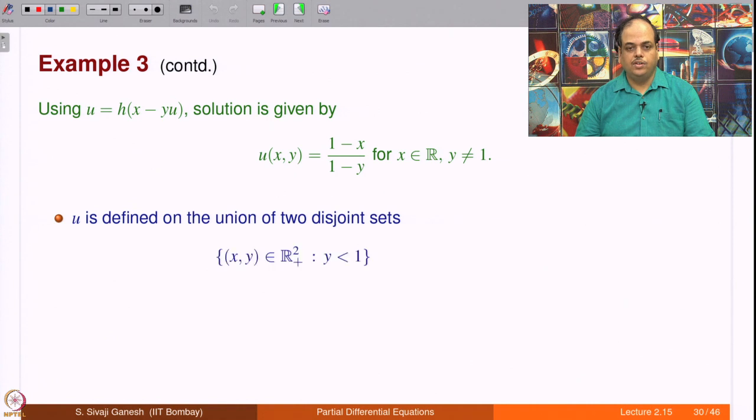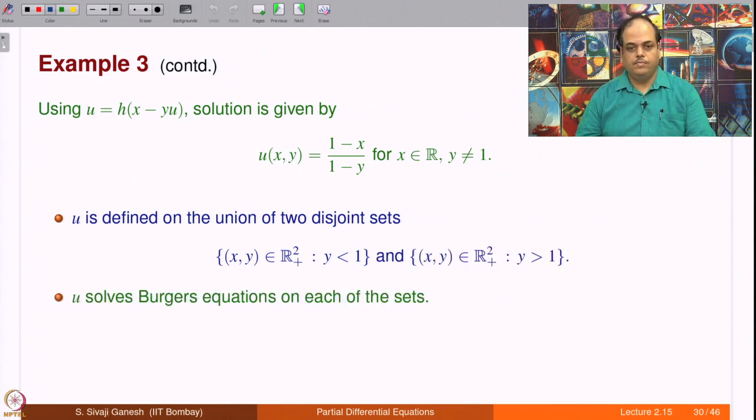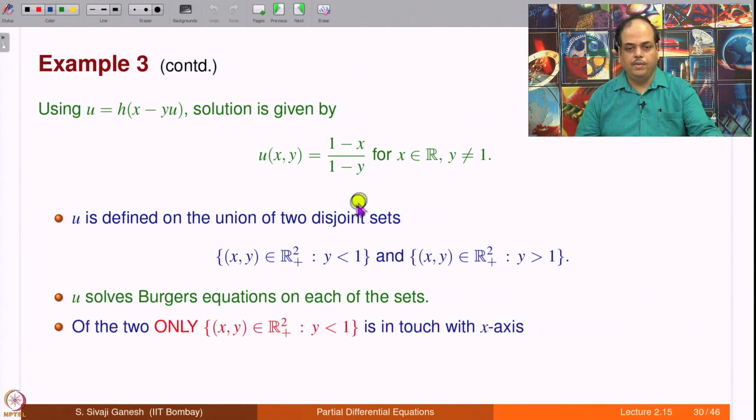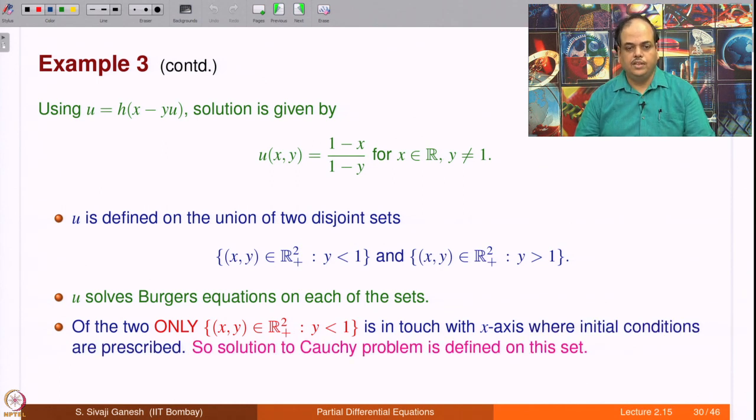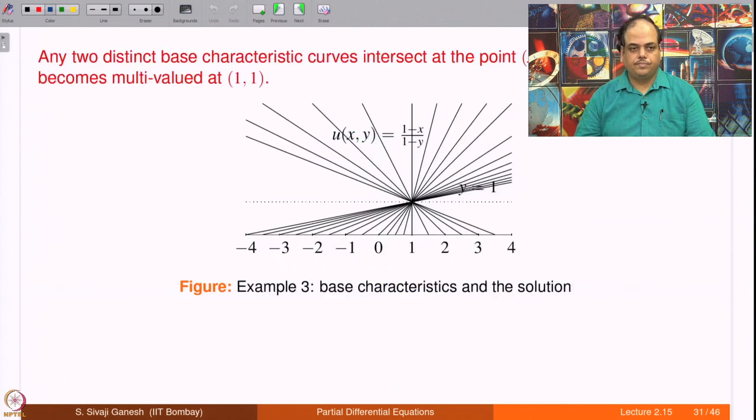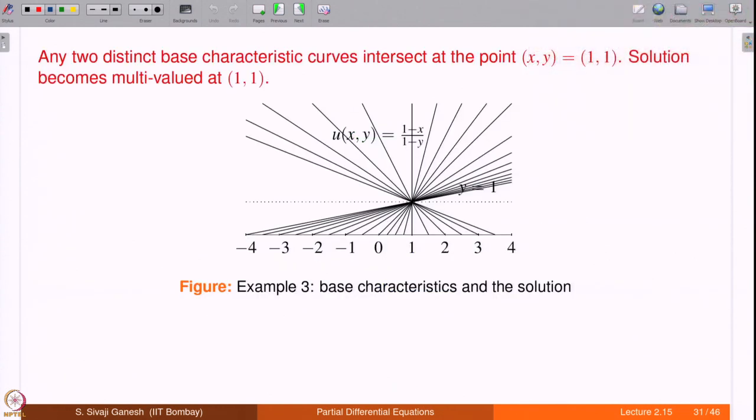So, it is defined on the union of two disjoint sets, one above the line y equal to 1, one below the line y equal to 1. u solves Burgers' equation on each of these sets. Of the two, only the one below the line y equal to 1 is in touch with the x axis, which is where gamma 2, that is where initial data is prescribed. Therefore, that is the domain of the solution. So, this is the picture.